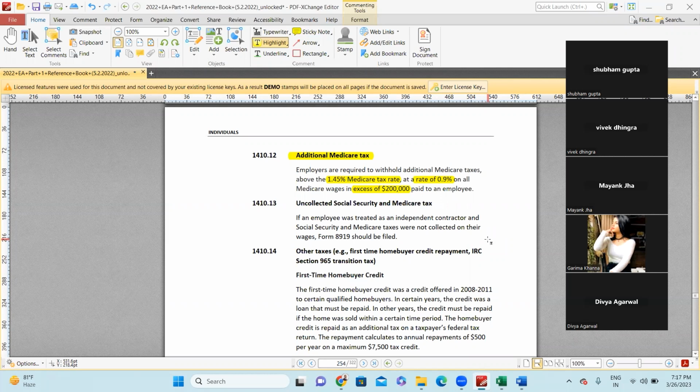And it has hit us more as non-residents of the United States of America, because we never get any benefit of the Medicare or Social Security which is being deducted from our salary. Right, Shubham? Yes, sir. It's a permanent loss for us. I know you are a citizen, you can avail those benefits, but for me it was a permanent loss.